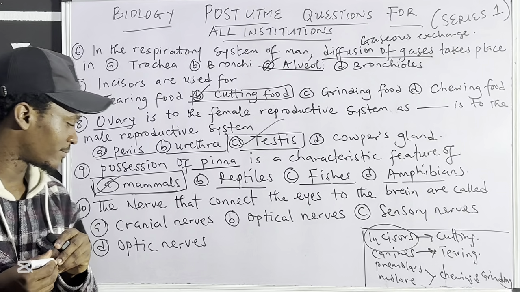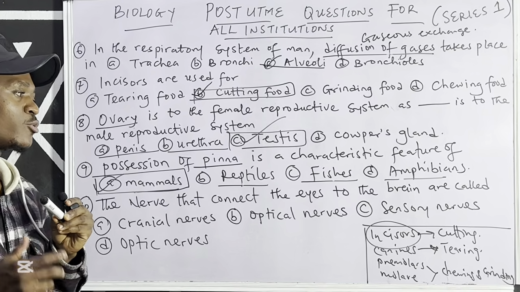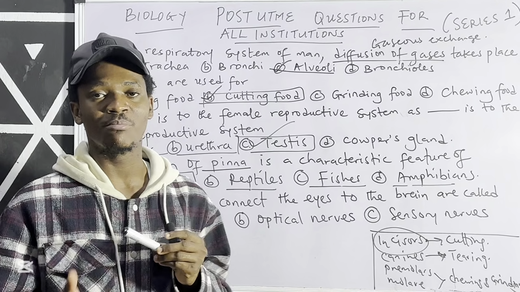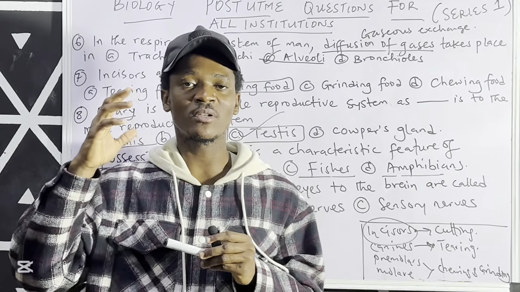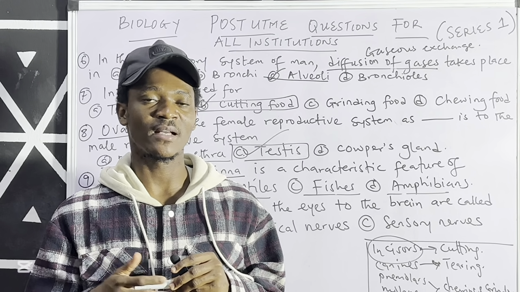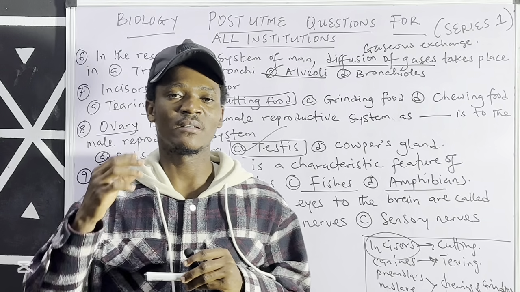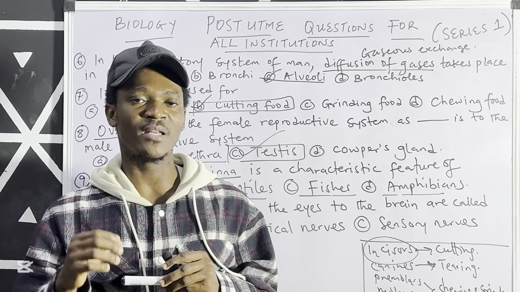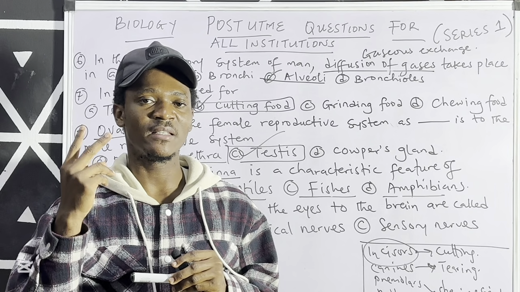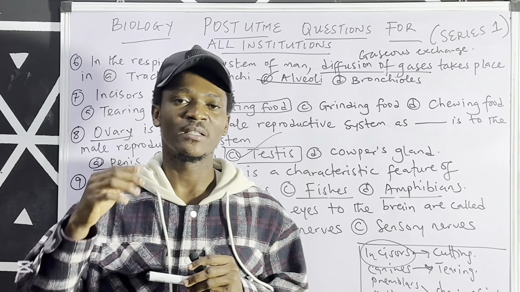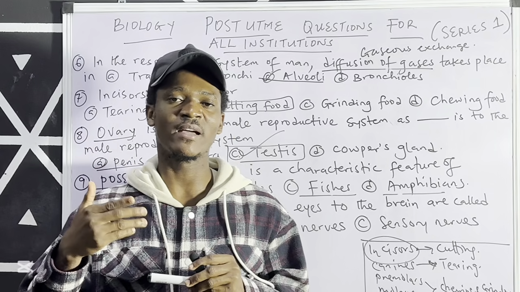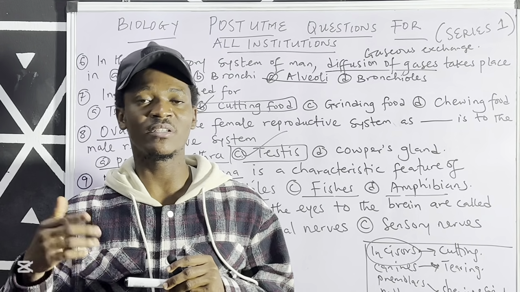Then question 10. The nerve that connects the eyes to the brain is called dash. If you have studied the eyes, I did a video on this channel on the human eyes, as part of the sense organs, so do check it out. I made a statement in that video that the human eye has three layers: the outermost layer, the middle layer, and the inner layer. The outer layer is called the sclera, the middle layer is called the choroid layer, and the inner layer is called the retina.